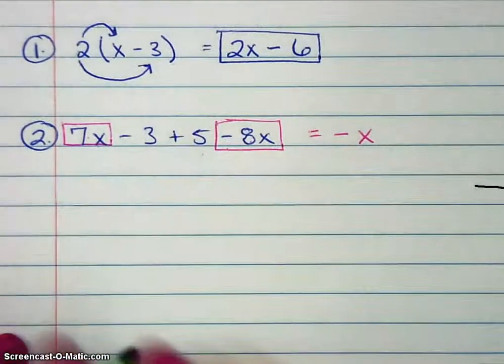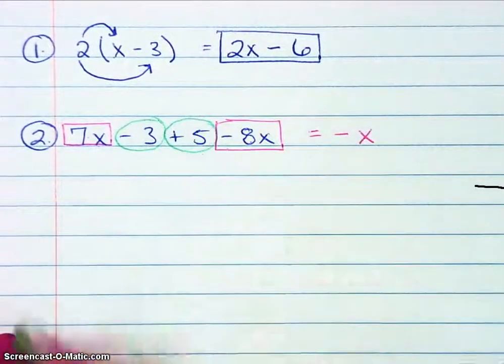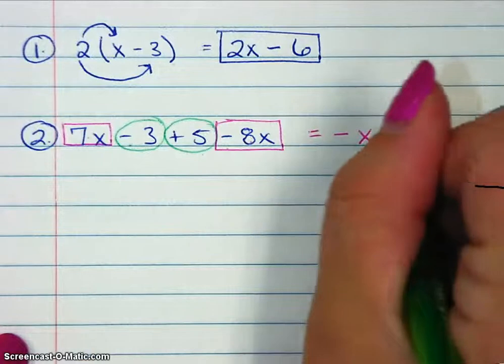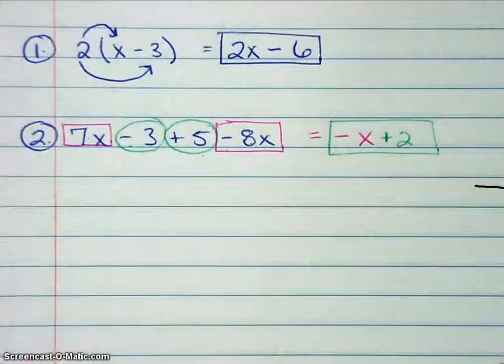Then I look and see, okay, this is a constant, negative 3. 5 is also a constant. Negative 3 plus 5 is positive 2. So that is my final answer, negative x plus 2.